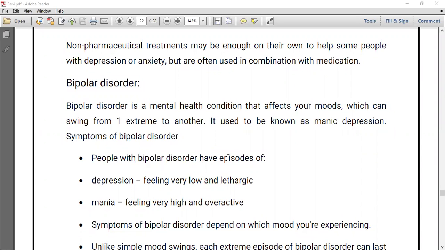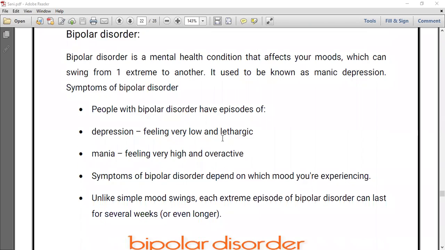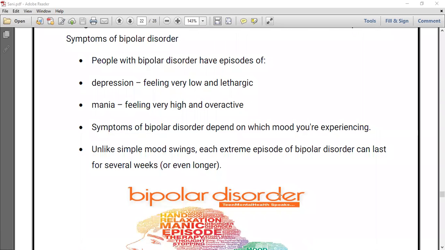The second one is bipolar disorder. Bipolar disorder is a mental health condition that affects our mood, which can swing from one extreme to another. It used to be known as manic depression. Symptoms of bipolar disorder include episodes of depression and mania, including feeling very high and overactive. Symptoms depend on which mood you are experiencing. Unlike simple mood swings, each extreme episode of bipolar disorder can last for several weeks.